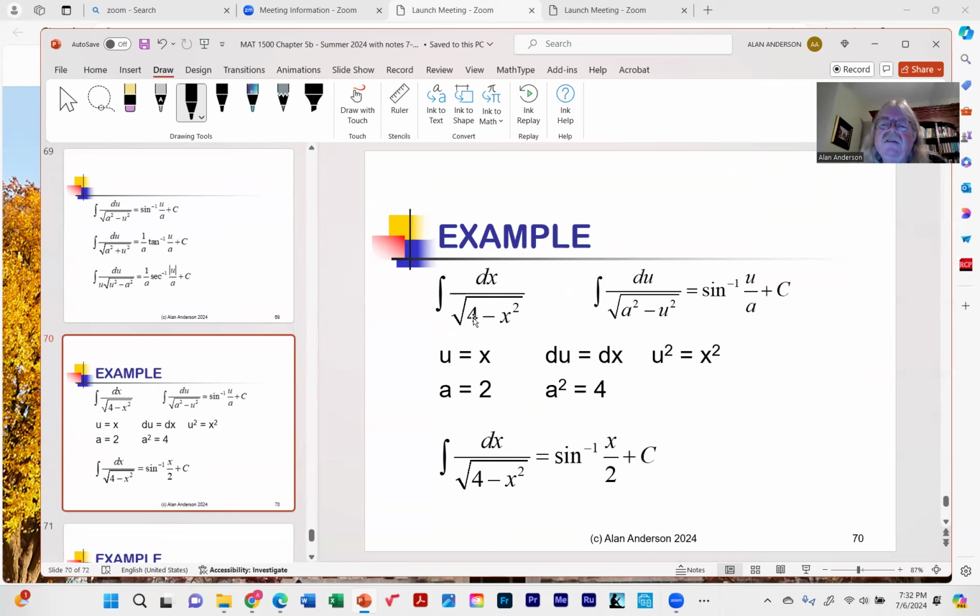If I think of u as x and a is 2, what I have here is actually du. Oh, and by the way, that implies that du is dx. Look what I have, du over radical a squared minus u squared. So that means that this must be the arc sine of u over a plus c. So now I just have to plug in u, which is x, and a, which is 2. And I'm all set. And don't forget, of course, the constant, because this is, after all, an indefinite integral.